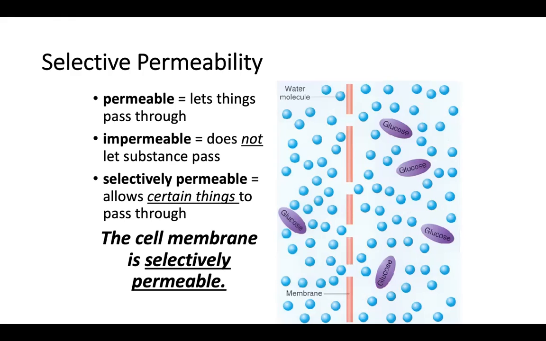Okay, so permeable means things pass through. Impermeable is the opposite, so it does not. So if it's selectively permeable, certain things can pass through. So the cell membrane is selectively permeable, so it chooses what can go in and out.